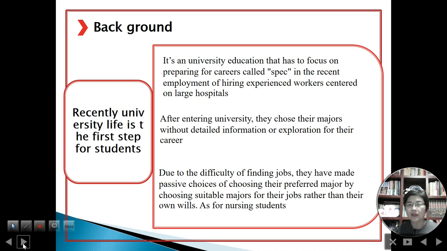Due to the difficulty of finding jobs, they have made a passive choice of their preferred major, choosing majors suitable for jobs rather than their own wills, as with nursing students.